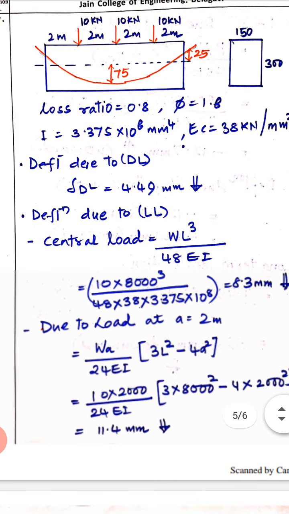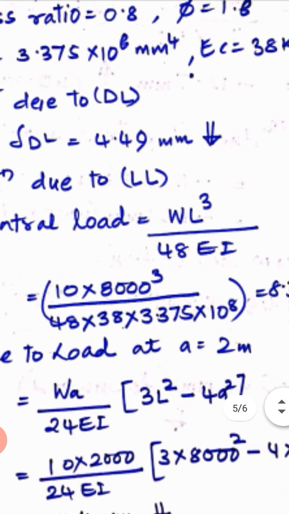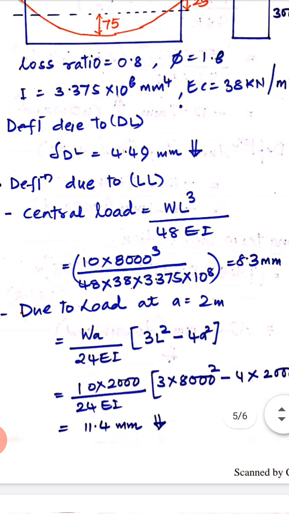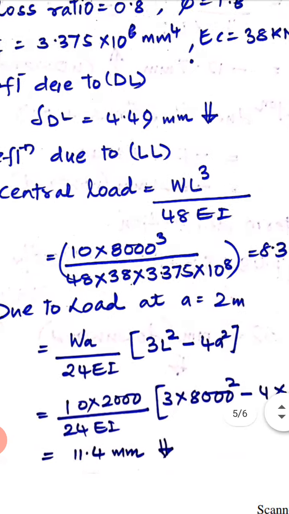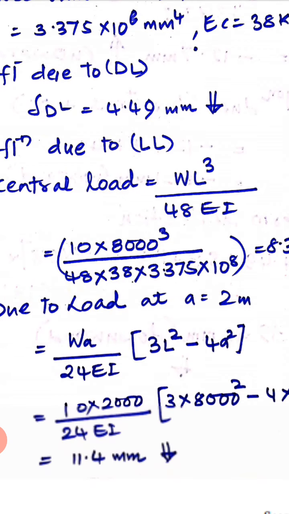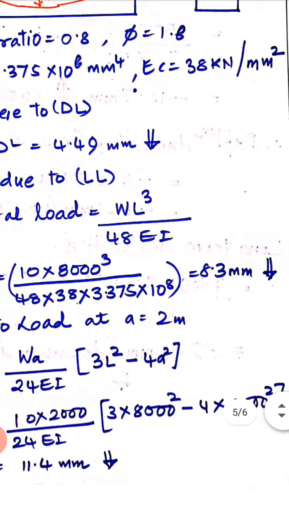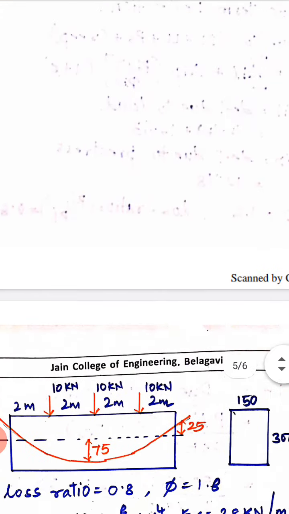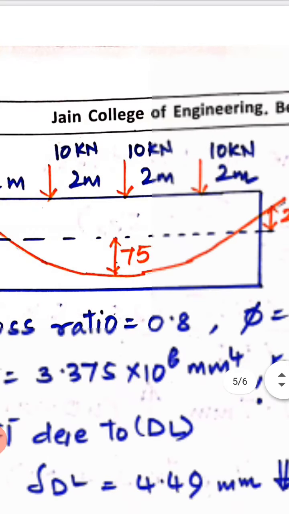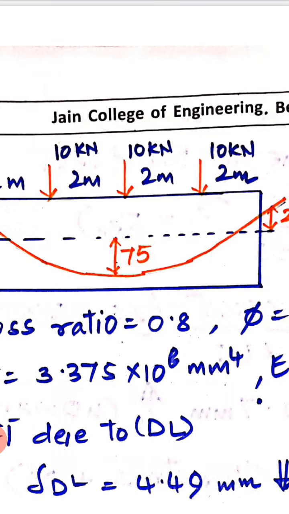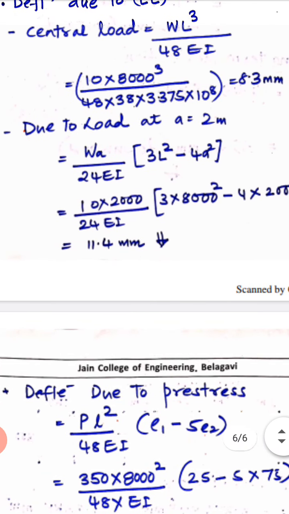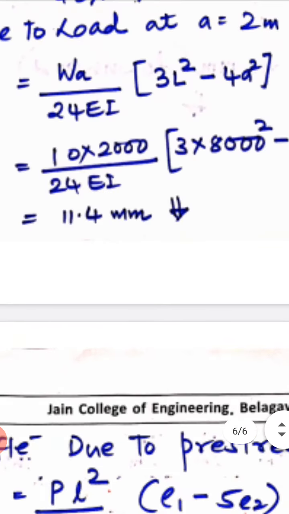So again we have to find out, we already have due to dead load, that is 4.49. Then deflection due to live load. So we have to calculate for loads, central load and due to load. So for central load we have again WL cubed over 48EI here as we had in the previous, so we got 8.3 mm. Then we got due to load at 2 meter. So once you have to find out for center load and once you have to find out load at 2 meter from the support. So for that again we have the equation, and from that we got the deflection as 11.4 mm.